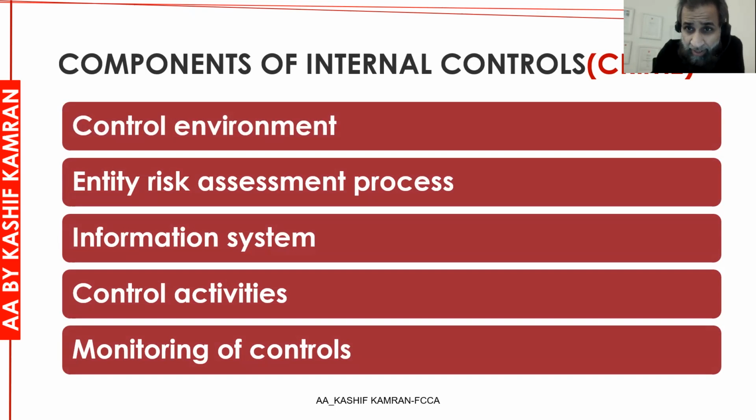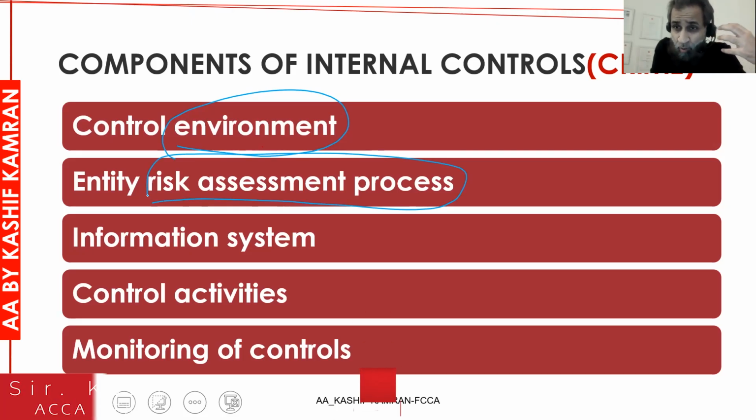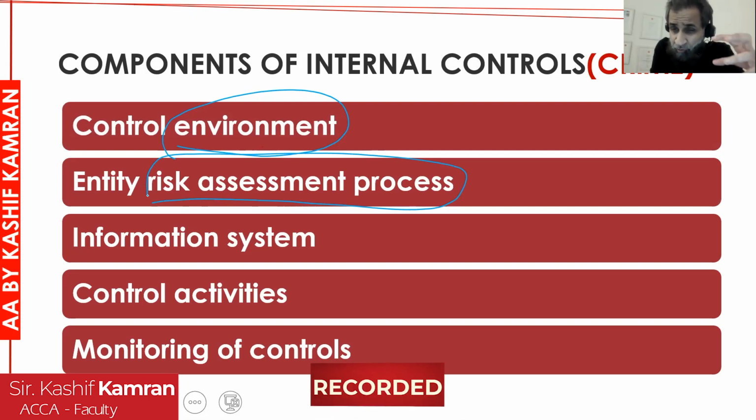Now, the first one, what you need to focus on is the environment. The second is the risk assessment process. Not the auditor risk assessment process. We are talking about controls in an organization, right? So we are talking about from a management perspective. Now, what sort of a risk assessment process should be in place by the management to identify the risk? Because if there is a risk, then the management will overcome the risk by having better controls in place.